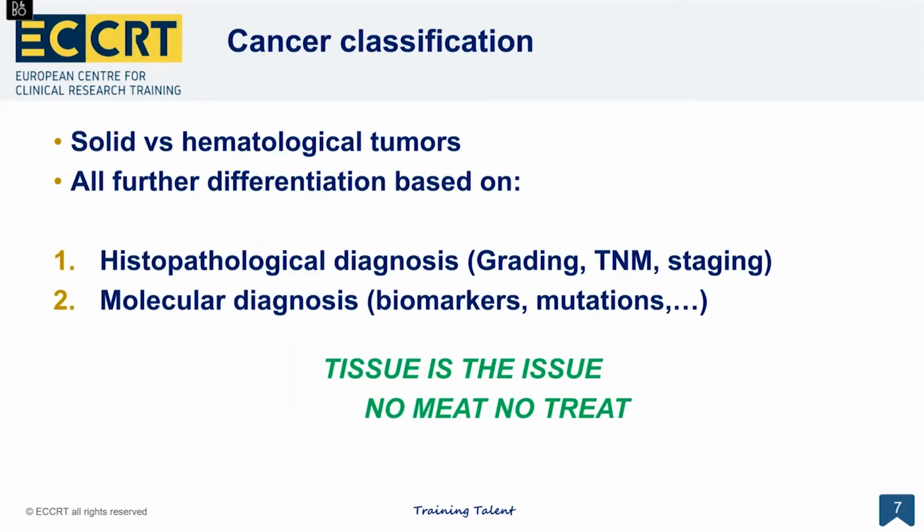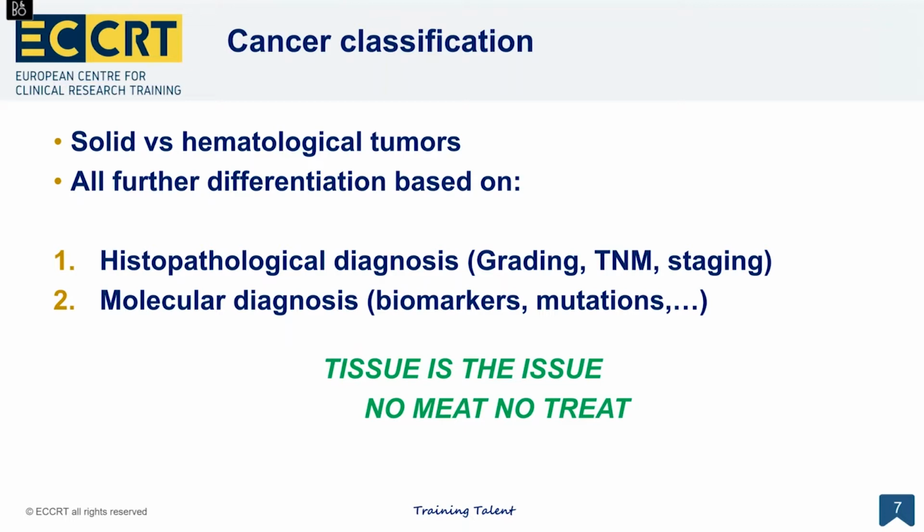Now, as I said previously, it is really important that we know all about the subtype of our cancer cell. So first of all, we need to classify our cancer. Is it a solid tumor, or is it a hematological tumor, more a liquid tumor like leukemia? A solid tumor can be a gastric tumor, lung cancer, liver cancer. And we need to differentiate them.